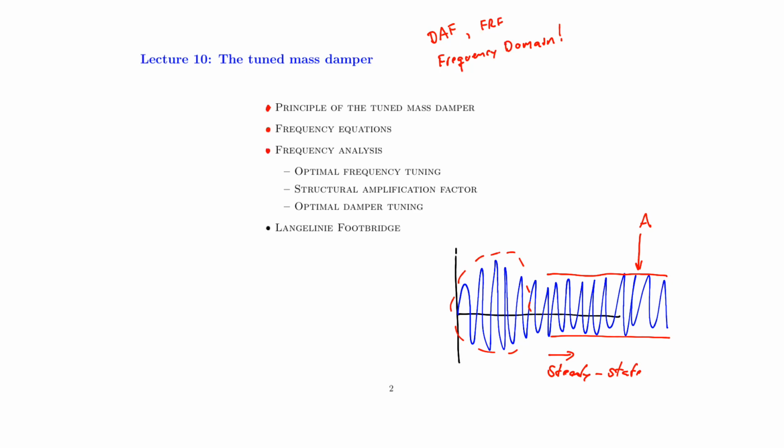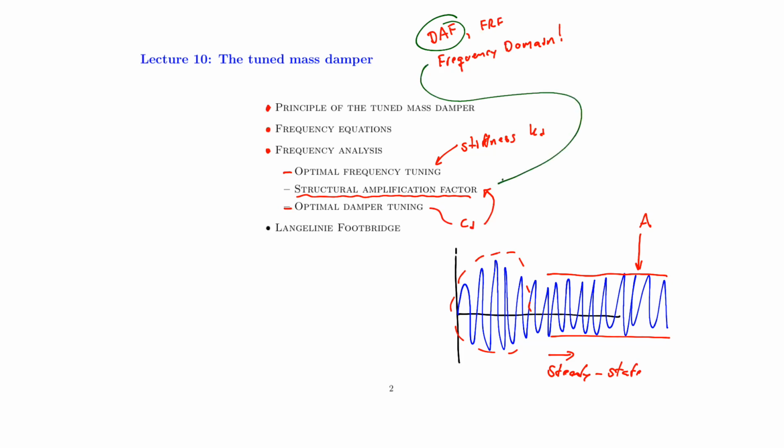And for that, we'll conduct a frequency analysis. We'll find the optimal frequency tuning, that is basically the stiffness of the TMD, and we will make sure that the optimal damping, that is the viscous coefficient CD for our TMD, will bring down the so-called structural amplification factor, which is the DAF that we considered earlier in lecture number 2 for harmonic motion of a single degree of freedom system. So everything boils down to minimizing the steady state amplitude using the tuned mass damper.